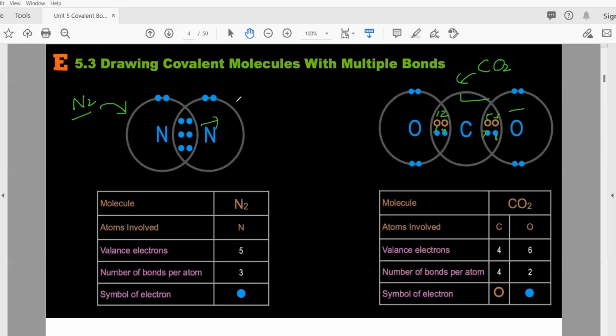This one, as we said, is known as triple covalent bonding. And this one, because they're sharing 2, is known as double covalent bonding. So this is how the bonding is formed: single covalent bonding, double covalent bonding, and triple covalent bonding. Is it clear?